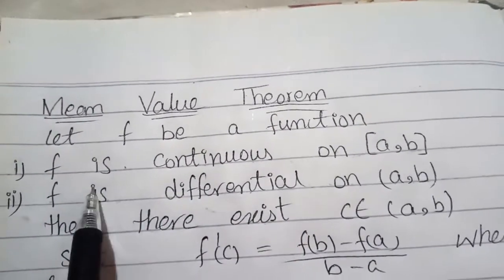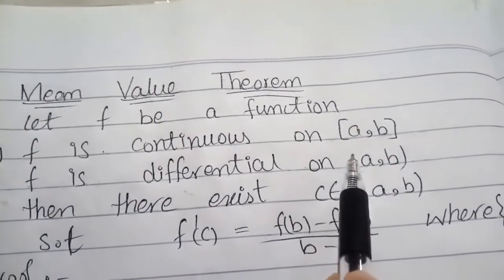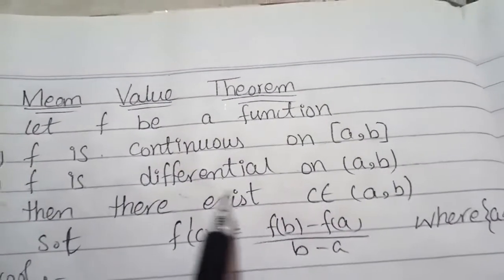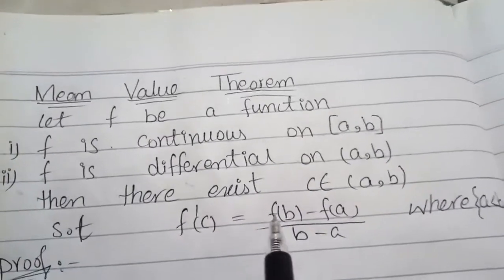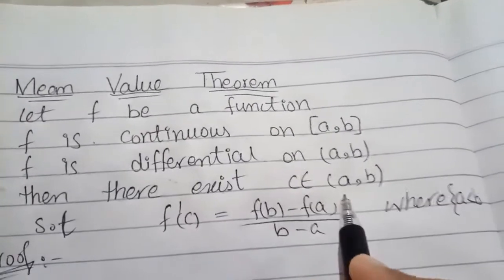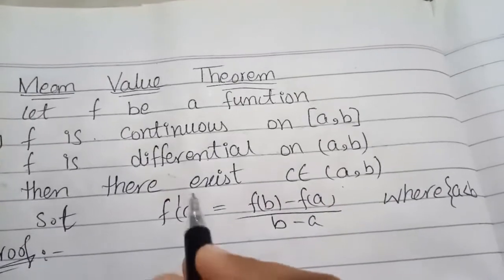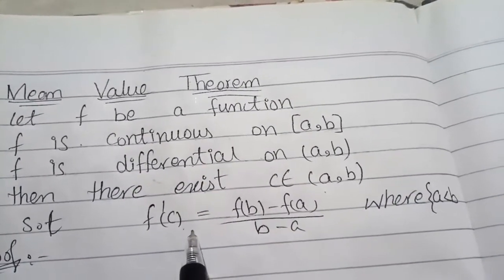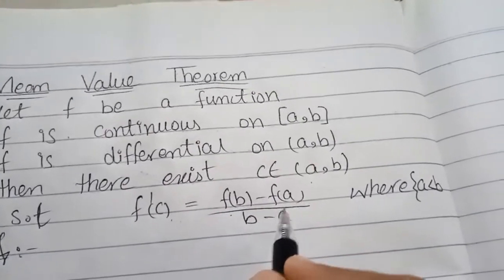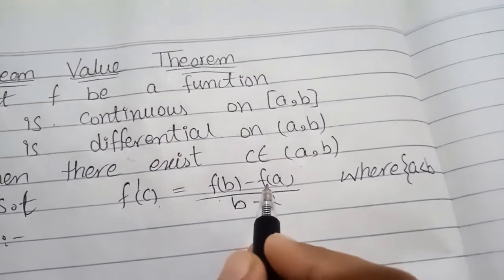Our next theorem is the mean value theorem. According to this theorem, let f be a function, continuous on a closed interval [a, b] and differentiable on the open interval (a, b). Then there exists a point c belonging to (a, b) such that the derivative of the function at c equals f(b) minus f(a) over b minus a, where a and b are the endpoints of the interval.